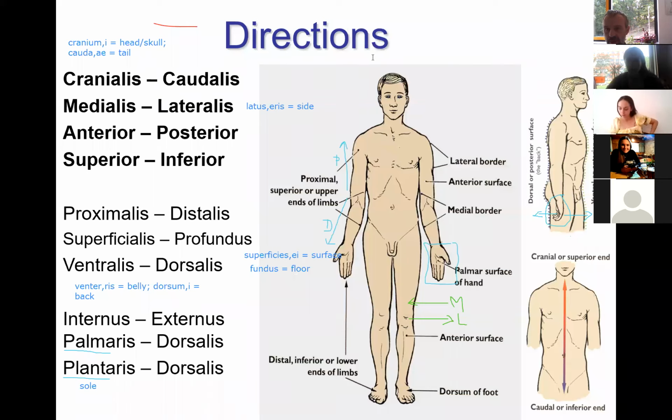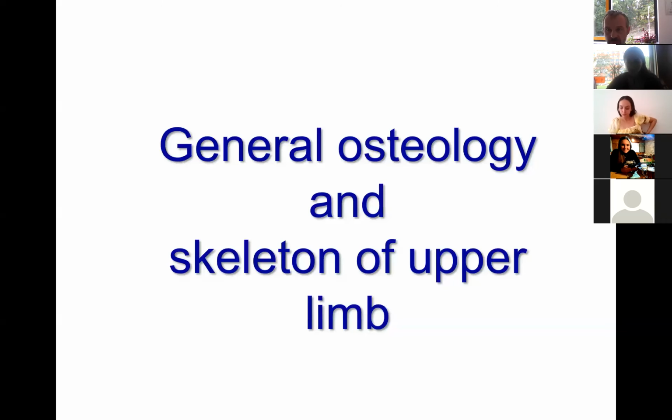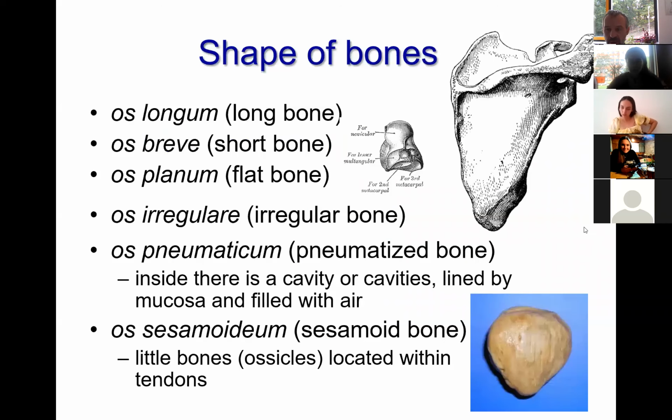Okay, if there are no questions, we can move to the skeleton of our limb and general osteology. So we should describe the bones and we have to classify them somehow. We can classify long bones and short bones based on the length, and flat bones and irregular bones based on the shape and three-dimensional structure.